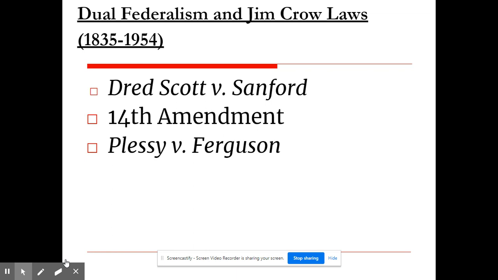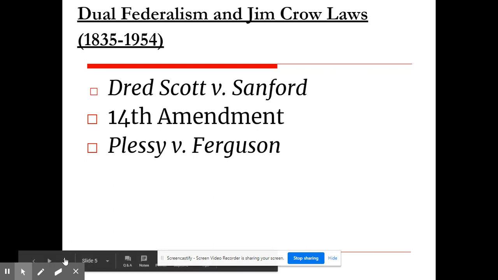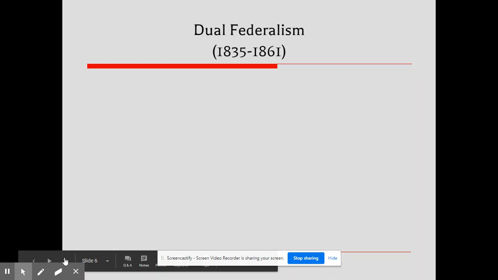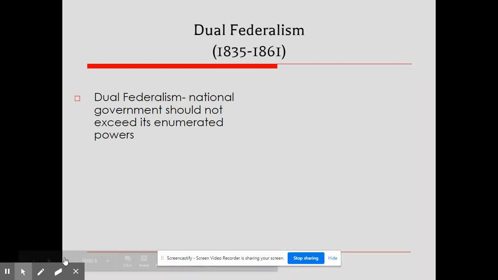All right, let's get to our next time period here, which is known as dual federalism. And then we're going to head all the way up to Jim Crow on this particular aspect. So Dred Scott, the 14th Amendment, and Plessy would be the three main things you would want to make note of there if you're keeping notes.